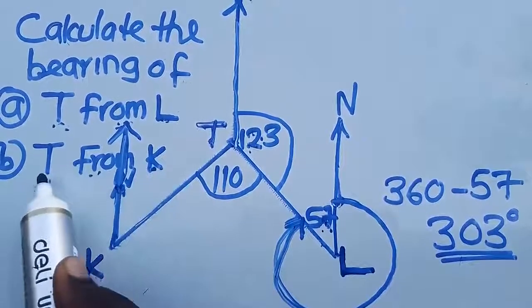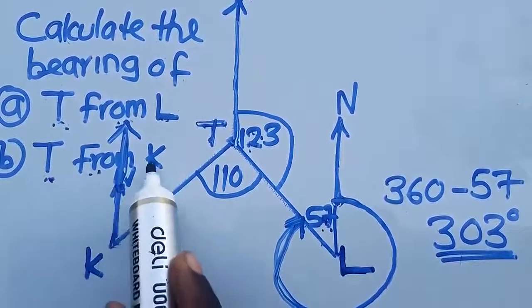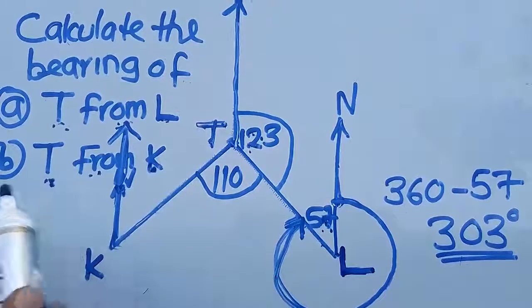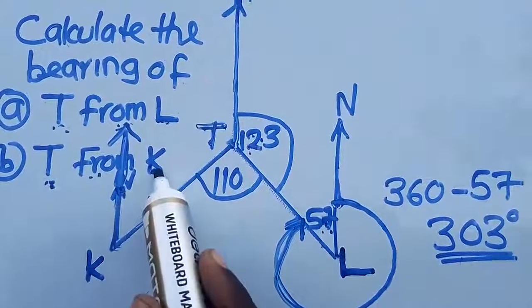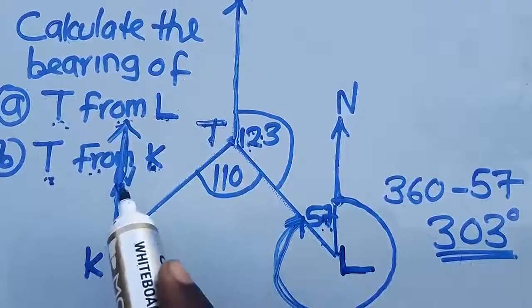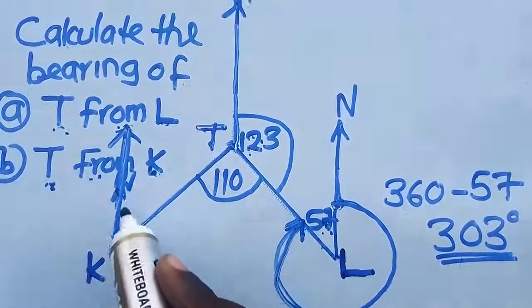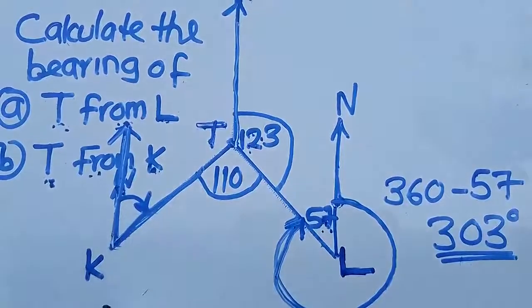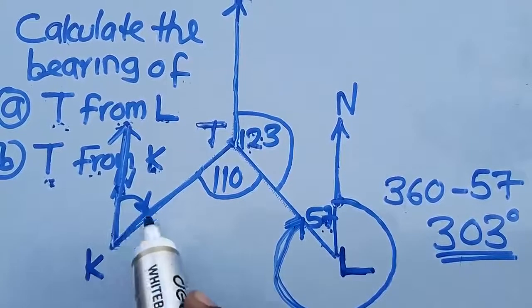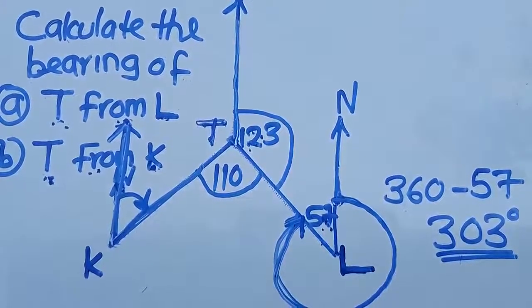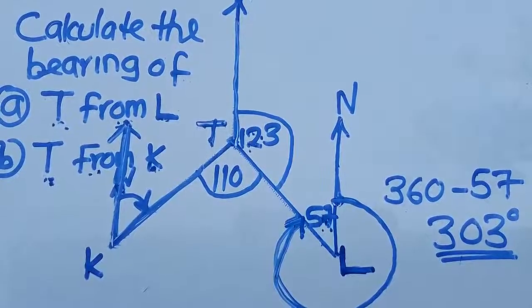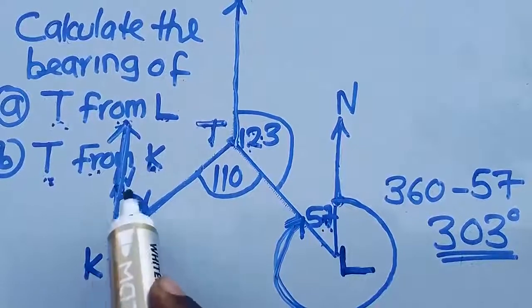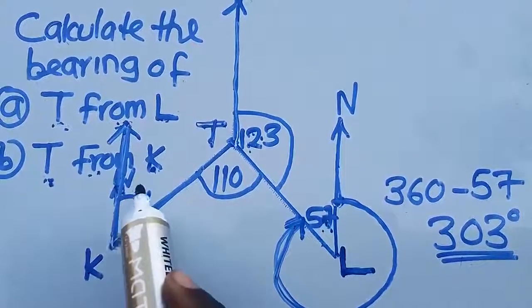So T from K is just the same as K to T. You are starting at K. So starting at K, this is your K, joining T, which is this one. So the angle they are talking about is this angle. Just this angle that they are talking about, just this simple angle.